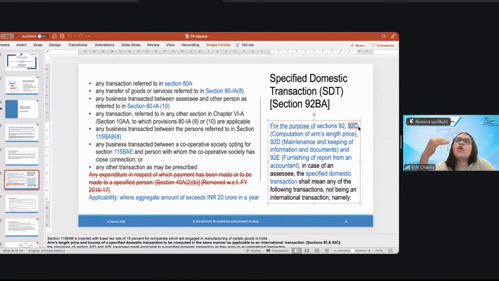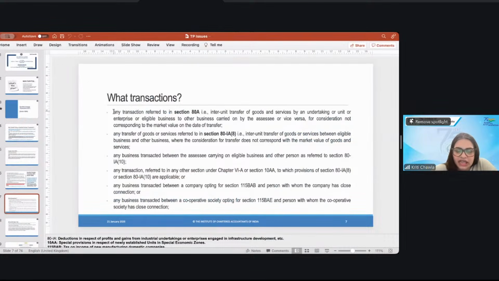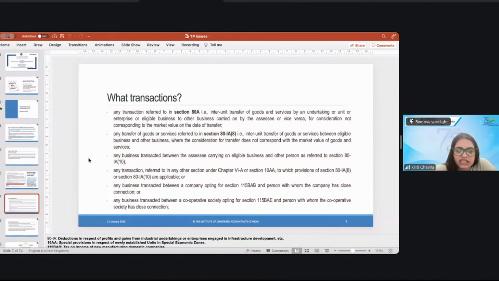Now, what are the transactions? When applicable, there is a need to disclose specified domestic transactions. Well, the first one is any transaction referred to in Section 80A. What I've done is I've related this slide to this particular slide to make it easy for you to understand what is Section 80A, what is Section 80IA. Obviously, you can look at the law, just see the act, but just to make it easier for you, I've provided it here. So the first transaction that SDTs actually refer to is Section 80A.